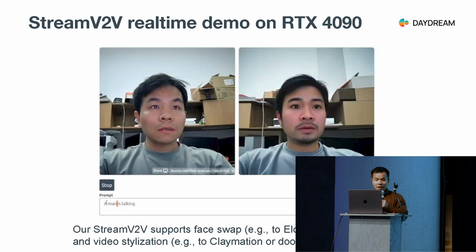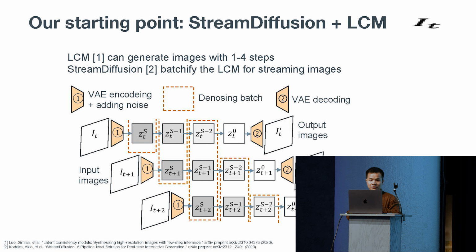So how are we able to achieve this stream diffusion? Our starting point was the stream diffusion. Chen Feng already talked about this. The base idea of stream diffusion is that we batch the different levels of noise latent into a batch, so that we can compute them in a batch manner to utilize the parallelism of GPUs.